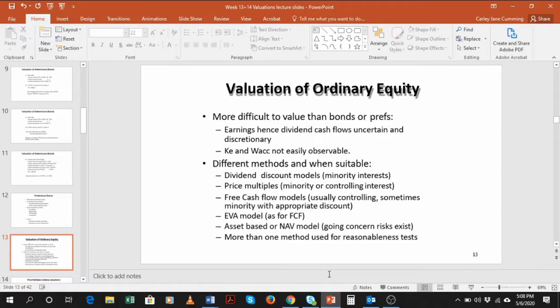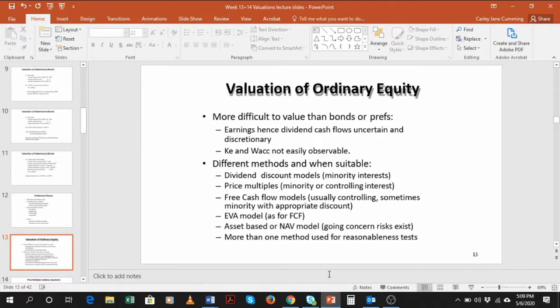Once we have estimated our cash flows, being the dividends, we now need to present value these. We will present value these cash flows by using the cost of equity or the WACC. And another reason why it is more difficult to value ordinary equity is that the cost of equity and the cost of capital are subject to greater uncertainty and they are more difficult to obtain than bond yields. When we valued bonds, we saw that it was quite easy to obtain bond yields for similar bonds, but this is not the case for equity.